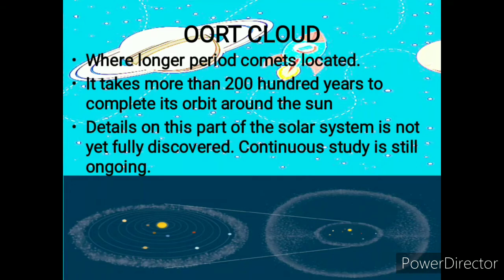Picture of this below. On the left part, that is the Kuiper belt. It's just after Neptune's orbit, while the Oort cloud is the outermost. The one on the left side is the Kuiper belt. The one on the right side that you can see on the screen is the Oort cloud, the outermost part.